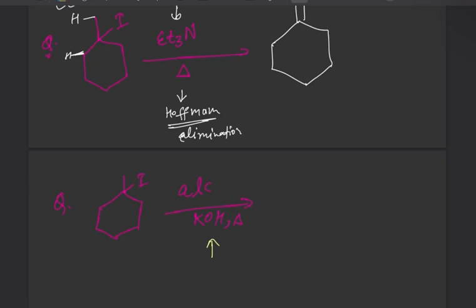So if you see, this is not a bulky base. So in this case, you will expect the Saytzeff product. Batao. The Saytzeff product will form the stable alkene. More stable alkene means this will be formed. Is it correct? Any confusion? Is it correct or not?